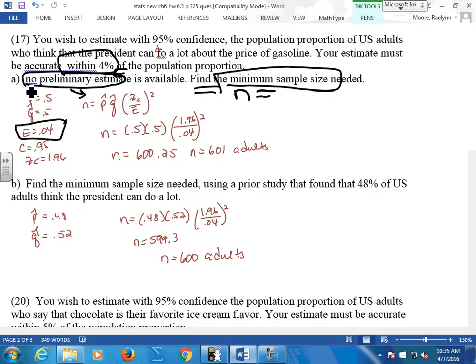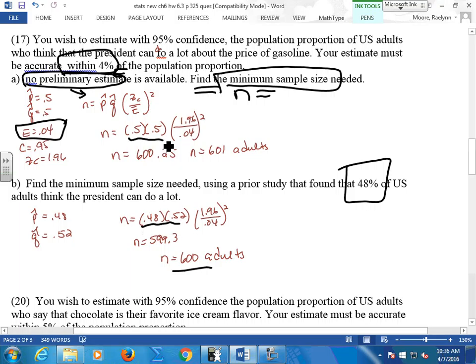Then they decided, okay, what if they knew a little background information, and they knew that in past studies, 48% thought the president would do a good job, would do something about the gasoline. So notice the difference here. The reason there is not much difference is look where your 48 and 50 are, aren't they almost the same? You would notice a big difference if it was 38. But 48 to 50, I'm almost multiplying 50 times 50 if you think about it. So that's why there's not a big difference between those.